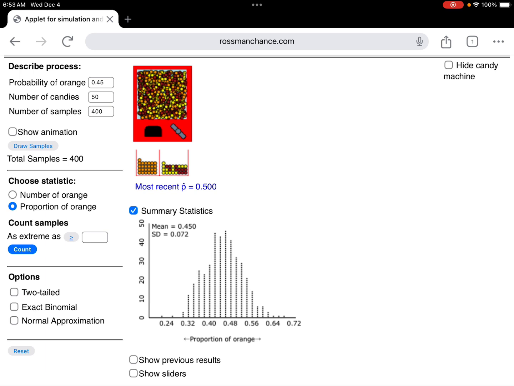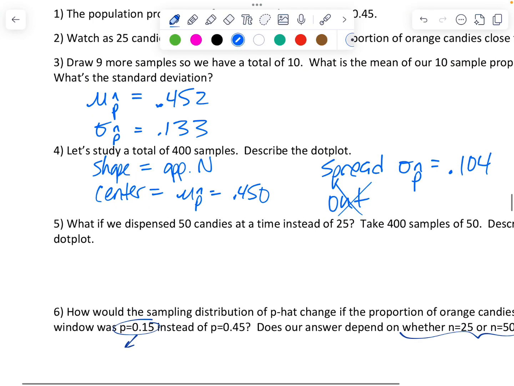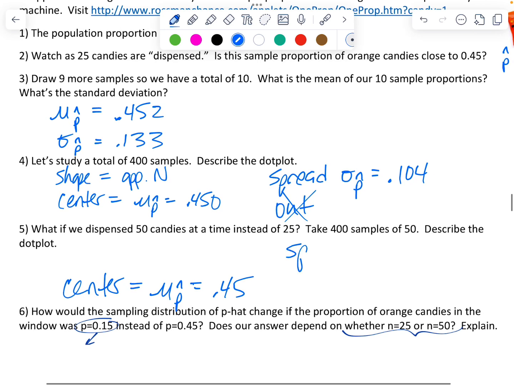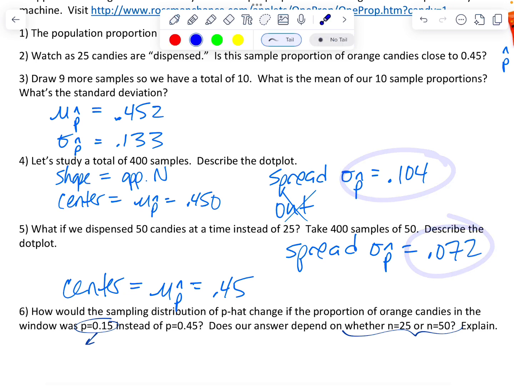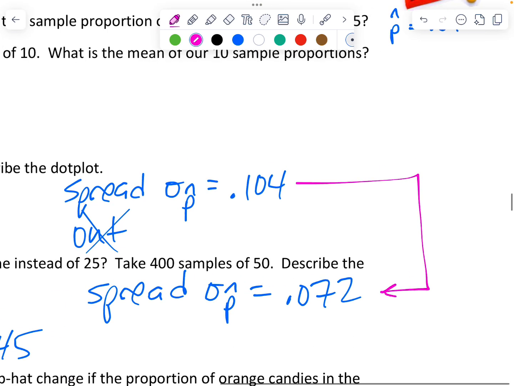Wow, it got smaller. Hey. That's interesting, and that's because when you take a bigger sample, you're less likely to get something extremely far away from the 45%. Okay, so what was the mean? 0.45 and 0.072. That's interesting. The spread was 0.072. Notice how that got smaller. In fact, I'm going to make a note about that because that is important. Look, the spread went down, and I'm going to say increase n, decrease sigma.